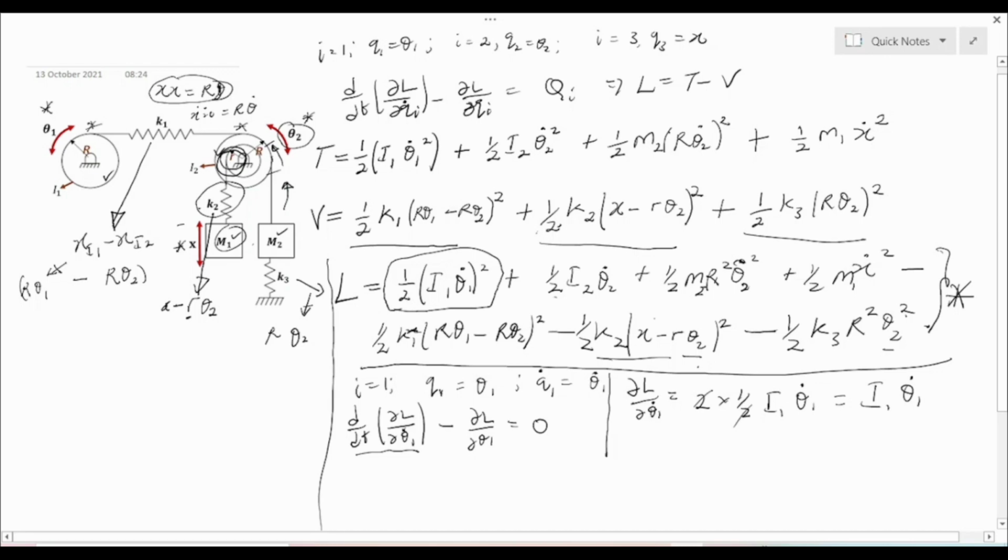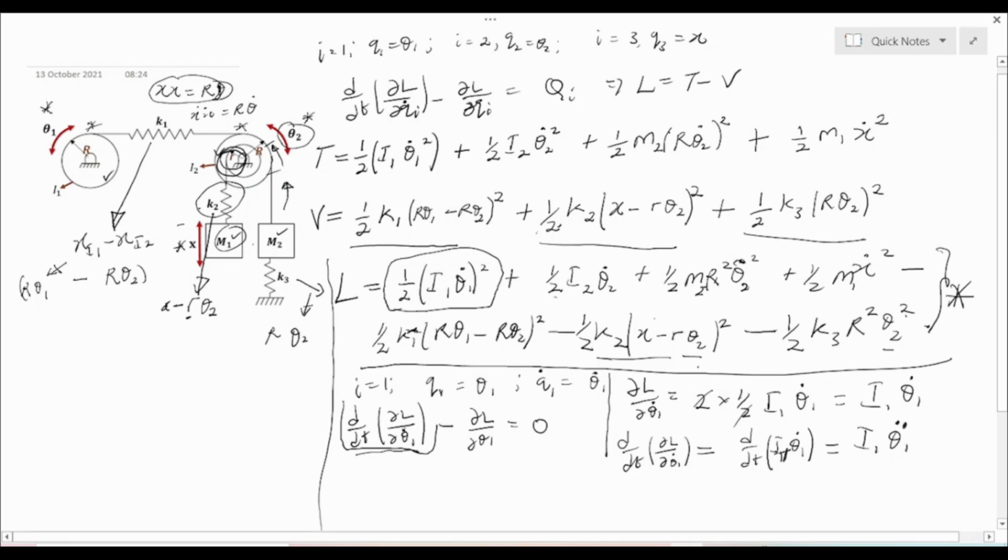To look for the term d/dt of ∂L/∂θ1 dot, which constitutes the first term that we are still battling with, we are going to get d/dt of I1 θ1 dot. And knowing that the second moment of inertia of the pulley I1 is constant, if we differentiate velocity with respect to time, we get acceleration.